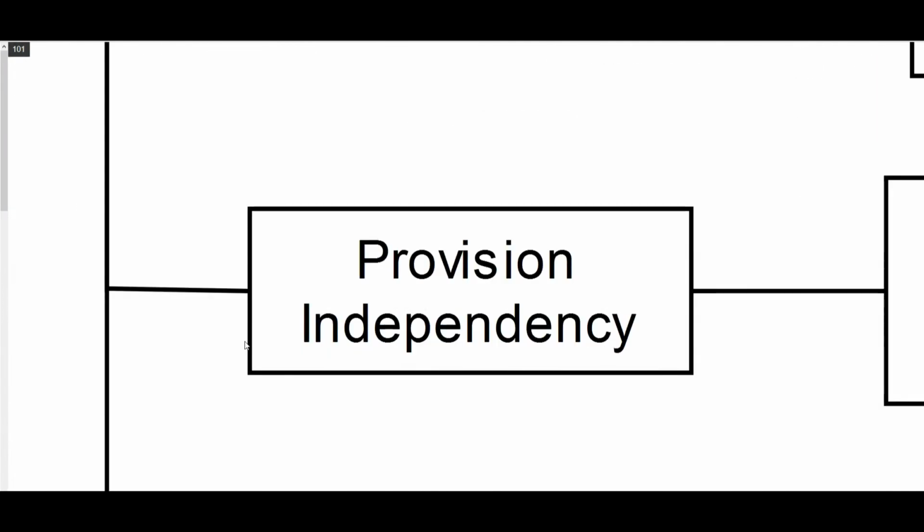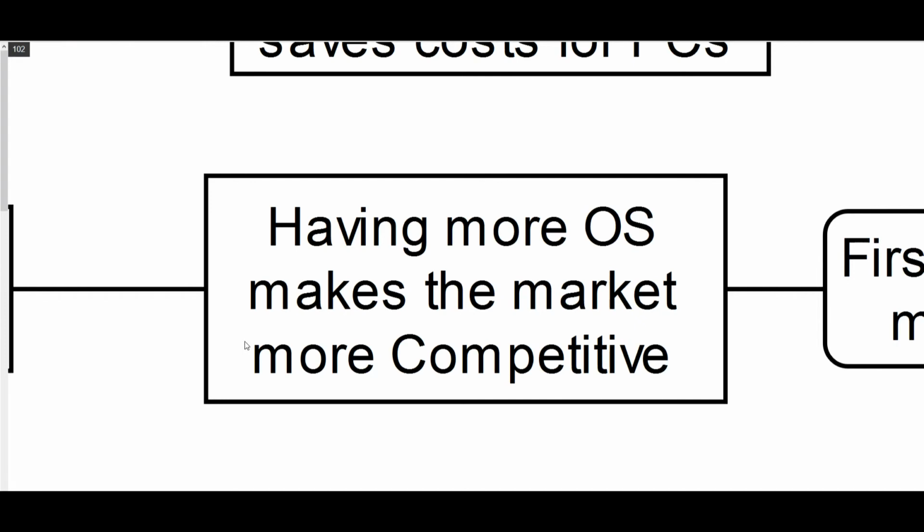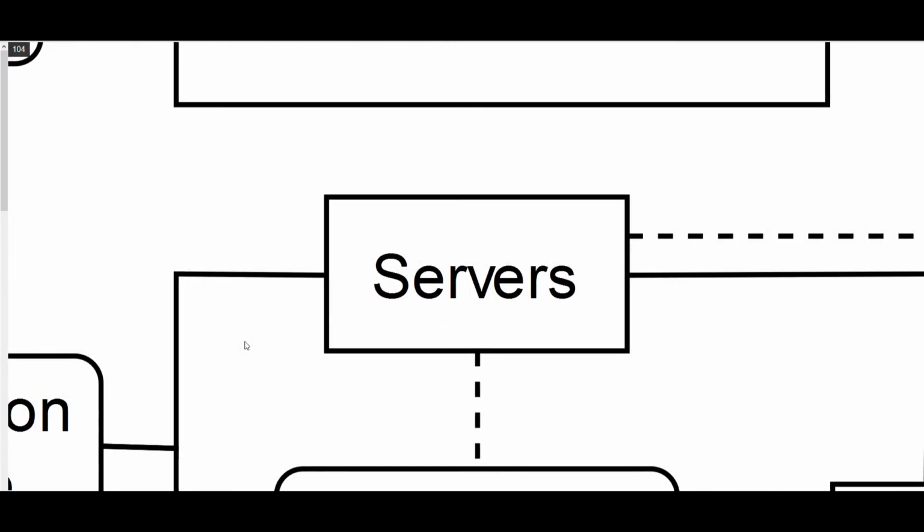Now let's talk about provision independency. This statement is based on operating systems, particularly Microsoft versus Linux. And it says that having more than one operating system on the market makes said market more competitive. This means that the developers of those software will have to work harder in order to make their software the best of the market. First, a distinction must be made between PC and servers.